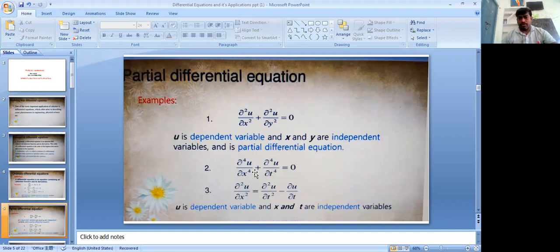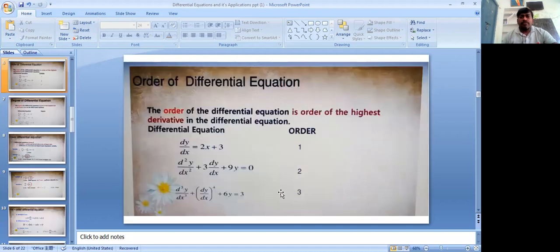Suitable examples: dou power 4 u by dou x power 4 plus dou power 4 u by dou t square equal to 0. Here, u is a dependent variable and x and t are the independent variables. And next example, dou square u by dou x square equal to dou square u by dou t square minus dou u by dou t. Again, u is the dependent variable, x and t are the independent variables. Therefore, if any differential equation involves one dependent variable and two or more independent variables, then it is called a partial differential equation.